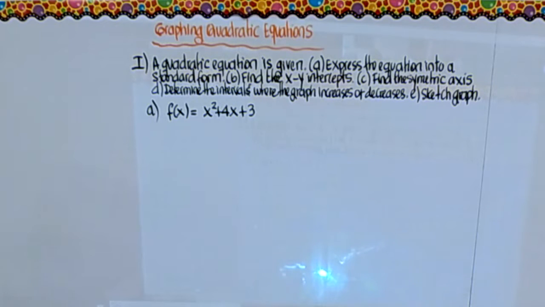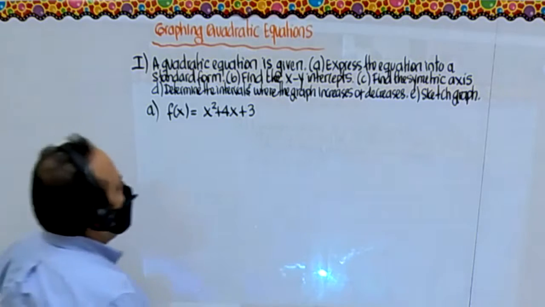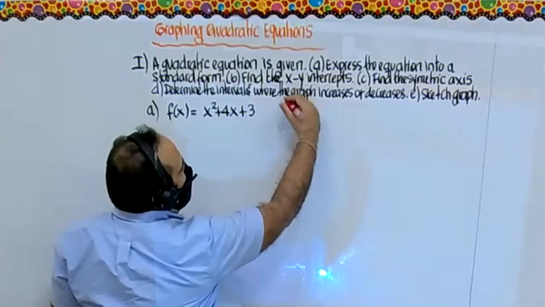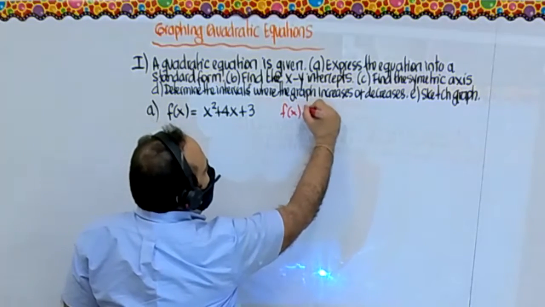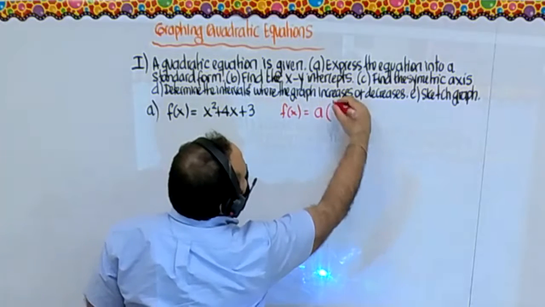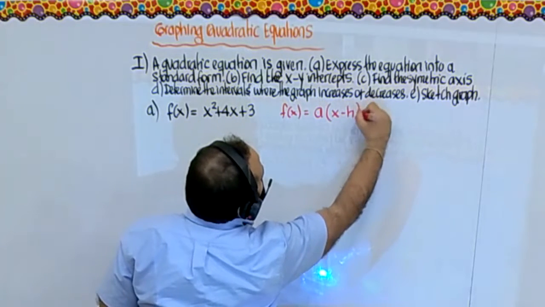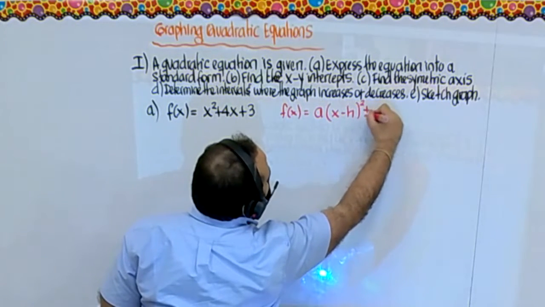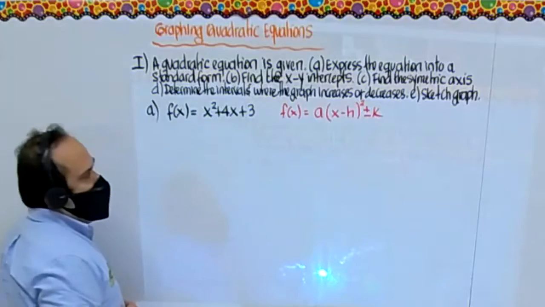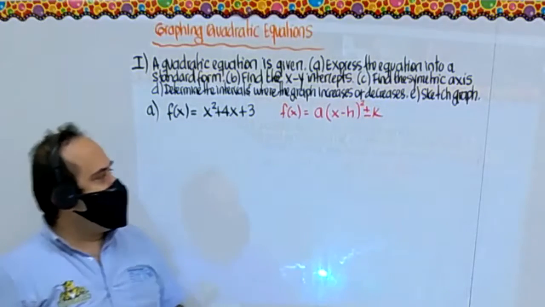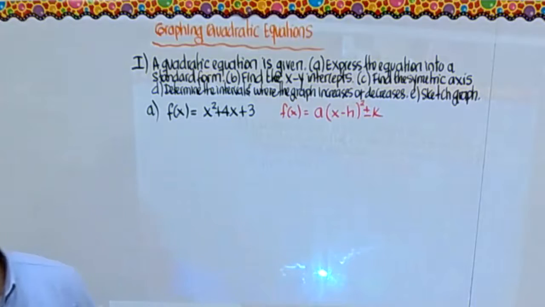The standard form of any quadratic equation is given by the following formula: f(x) = a(x - h)^2 ± k, because it could be positive or negative k. In this situation, the letter a represents the amplitude, I mean the width of the graph, and the letters h and k represent the vertex of the parabola.